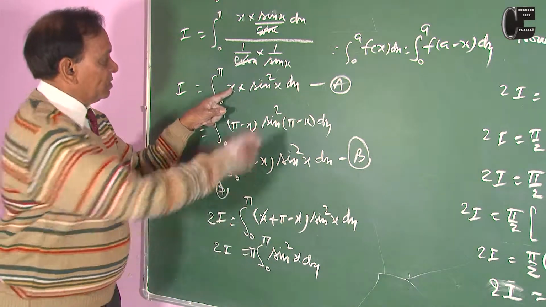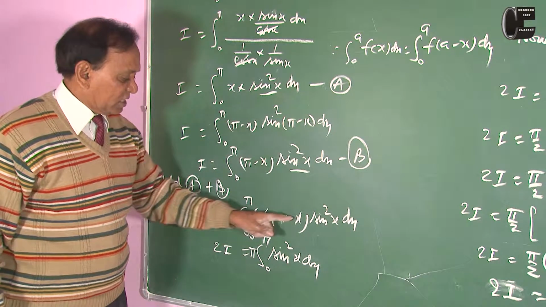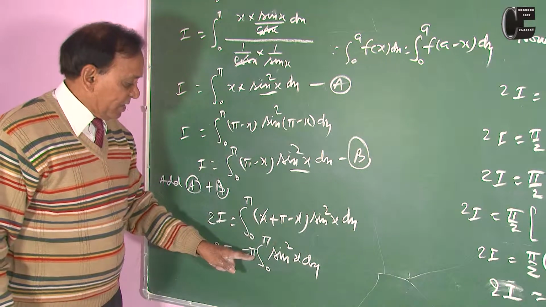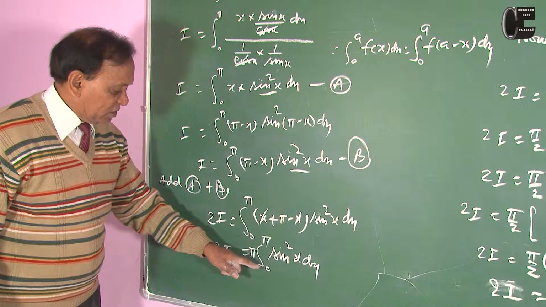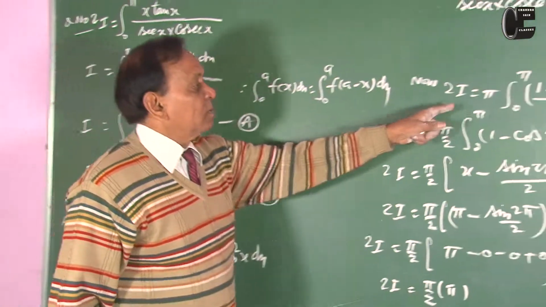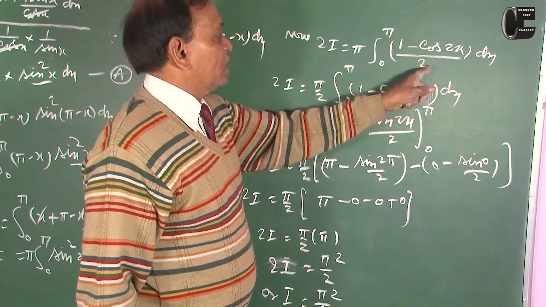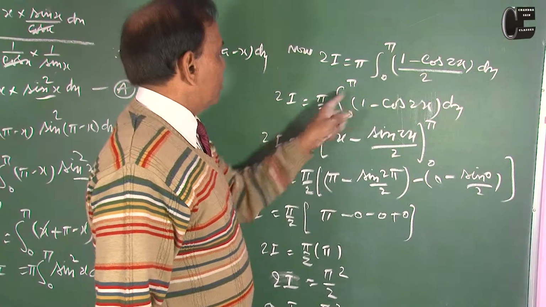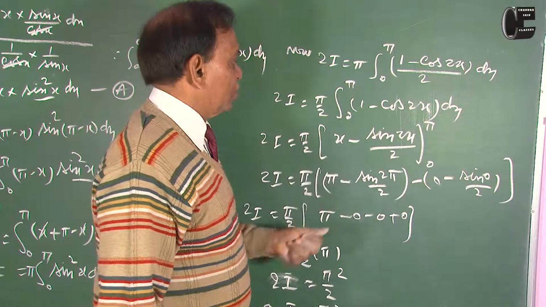Here x sin square x is common, x plus pi minus x, x will be cancelled. We get pi sin square x dx. 2i equals pi, integral from 0 to pi. For sin square x, put 1 minus cos 2x divided by 2. Take out pi by 2 and its integral 1 minus cos 2x.